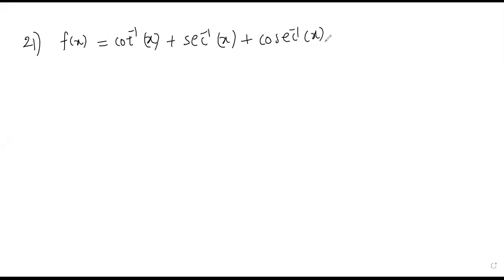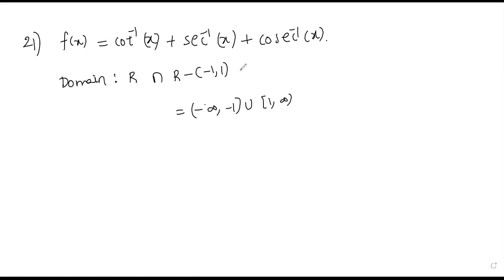So we have to find the range of the function f of x is equal to cot inverse x plus secant inverse x plus cosecant inverse x. So first you find the domain. What is the domain of cot inverse x? All real numbers. Secant inverse x: all real numbers except the numbers between -1 and 1, or you can write it as minus infinity comma minus 1 union 1 comma infinity. These two are one and the same. The intersection is R minus open interval minus 1 comma 1. So the intersection of all these three sets is what? R minus open interval minus 1 comma 1.